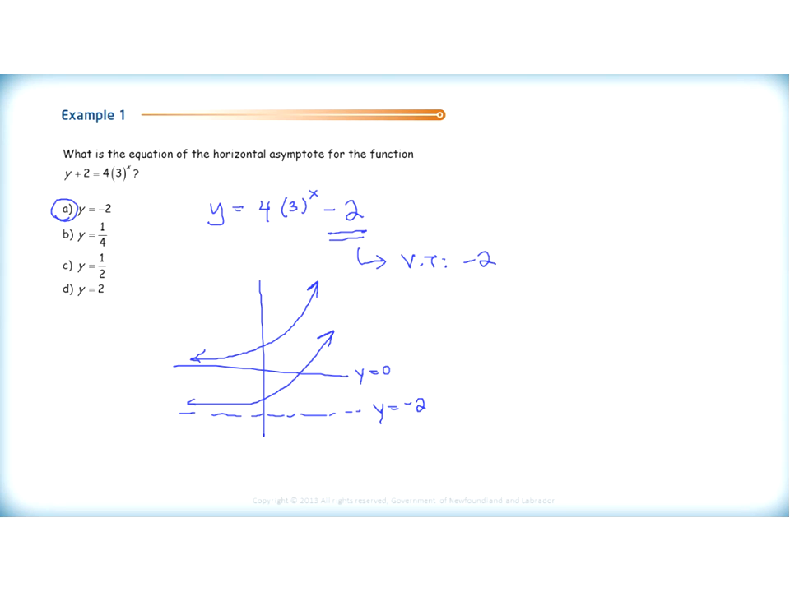So the value of k represents the horizontal asymptote. In this case, k is equal to negative 2.